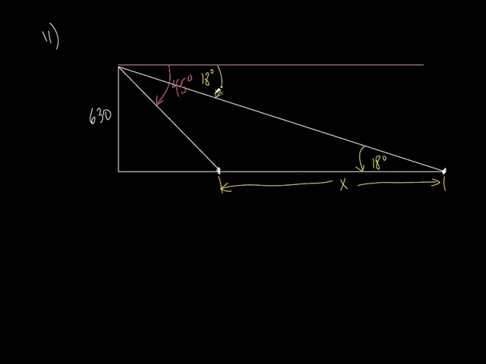Okay, so it says angle of depression. From the horizontal down to that line of sight is 18. So from the horizontal up to the line of sight, either way you want to look at it, it's 18 degrees. Alternate interior angles, right? Parallel lines, transversal, alternate interior angles.